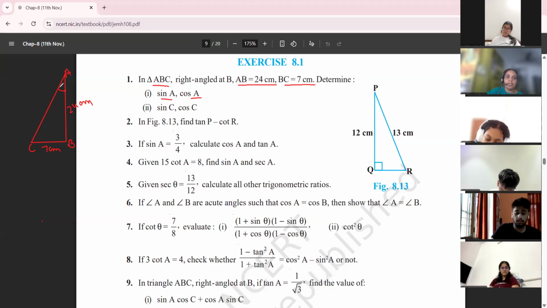So we need to find this angle A's sine. So sine A. I will follow the international mnemonic, that is SOH CAH TOA, right? So means opposite by hypotenuse. Opposite is 7. Hypotenuse we don't know, but we can find that out by Pythagoras theorem. So first of all, before going to find out sine A, I will write using Pythagoras theorem.